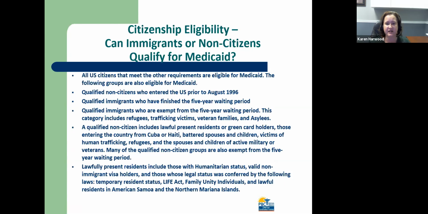So citizen eligibility: can immigrants or non-citizens qualify for Medicaid? A lot of times people assume you have to be a citizen to access Medicaid. You need to have legal status for 5 years for adults before they can apply for Medicaid. It kind of keeps changing, specifically also with children. But for adults, you definitely need to have a 5-year window of legal status here before you can apply.